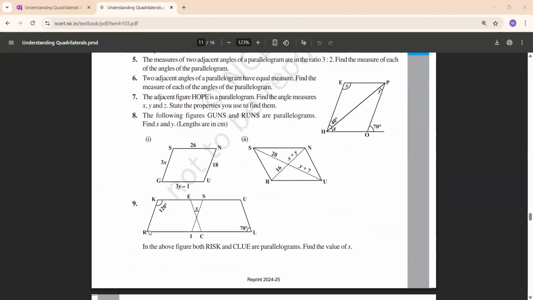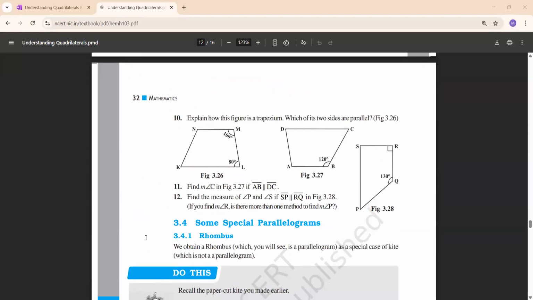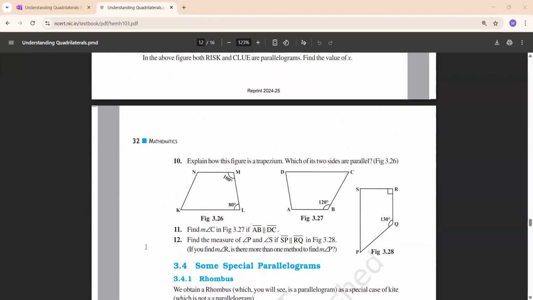Now, bache, today we will be completing this parallelograms part, kinds of quadrilateral. And today itself we'll be completing it. We'll be starting with, most probably, some special parallelogram. That is an easy topic. So by the next class, we'll be completing this chapter, understanding quadrilaterals.